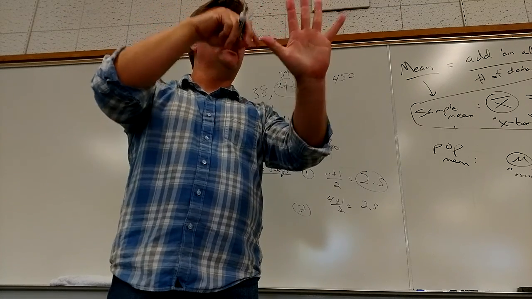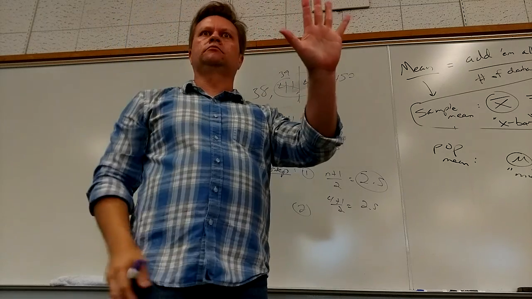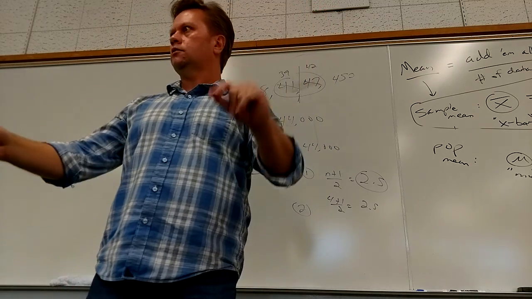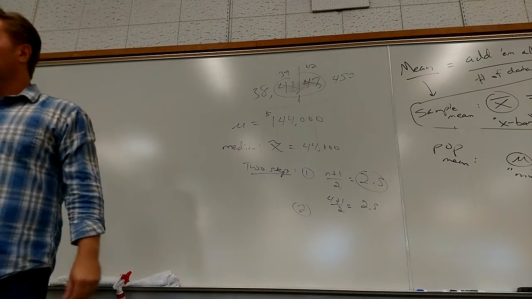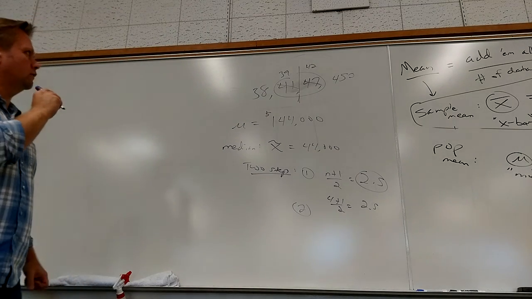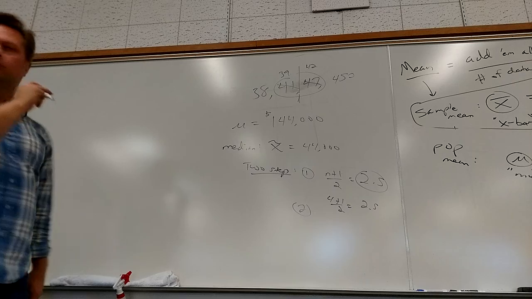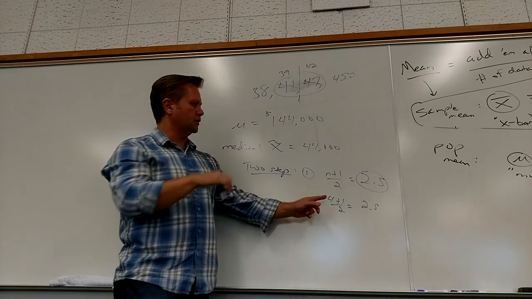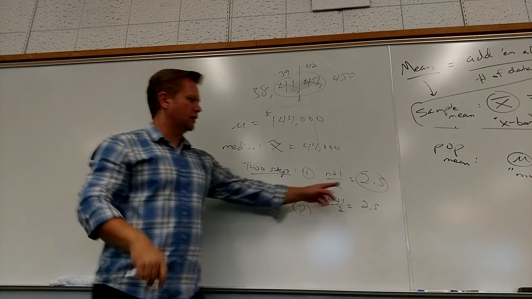If you have an odd number of numbers, the median is the number in the middle. There will be a number in the middle. Yes? 5.5. 2.5. Yes, because, yes, please, that is a 2.